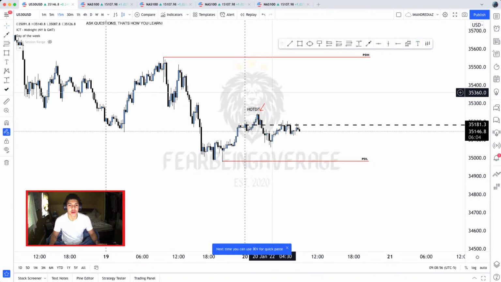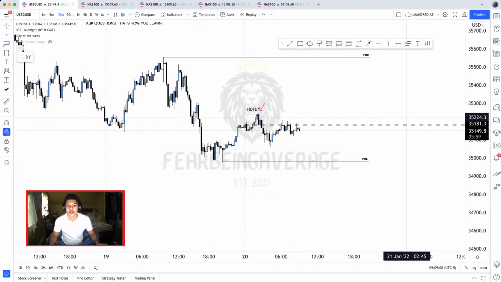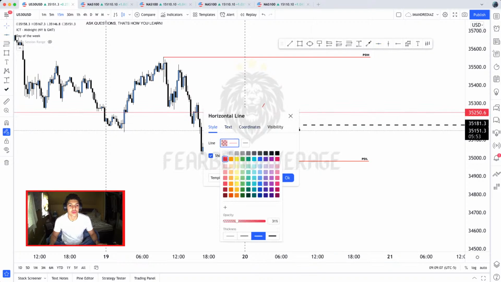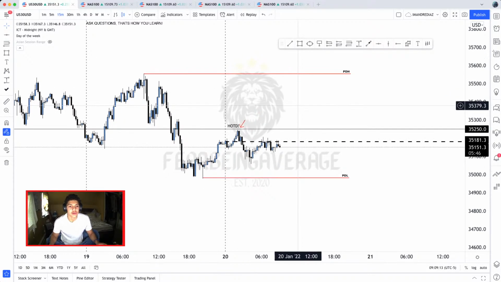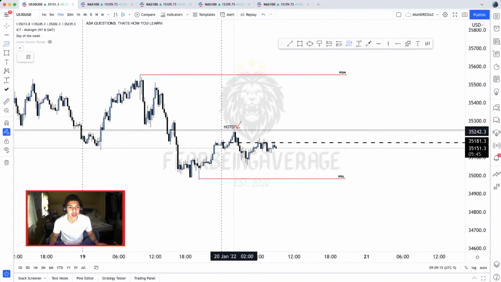Potentially. So we still gotta wait, but I also see that we traded into, or at least almost tapped into, 35,250, which is a mid-figure level. Just like that, I'm gonna make this one black since it's a mid-figure, not a big figure. Next thing, I'm also going to draw my fib from this high to this low.